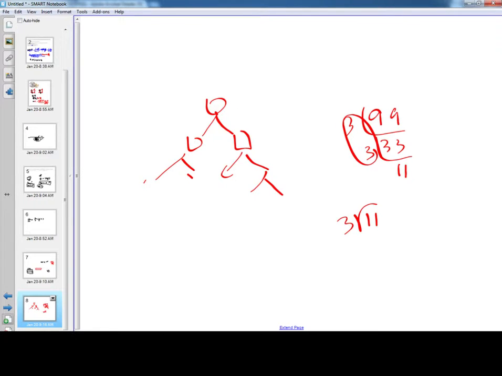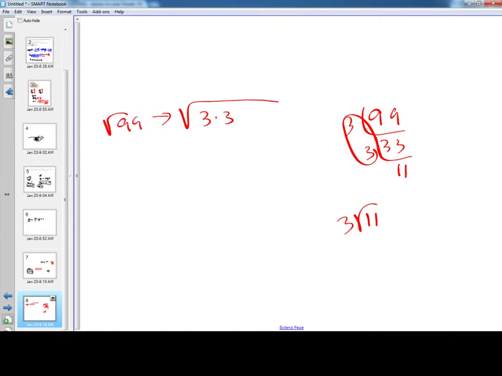Let me say more. The square root of 99 is equivalent to saying 3 times 3 times 11. Does that make sense? Now, I can also rewrite these as the square root of 3 times the square root of 3 times the square root of 11. Same thing. This is all radical notation. We're good? Now, I could also say this is just the square root of 9 times the square root of 11. And I know that the square root of 9 happens to be 3.